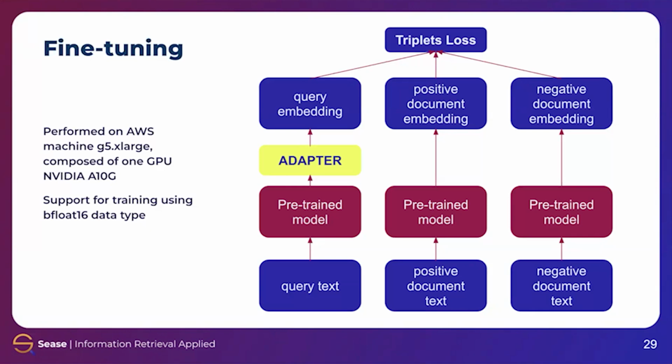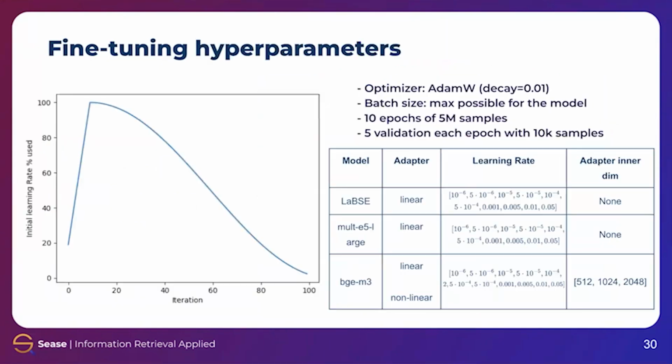And the loss was a triplet loss, as I mentioned before, because we have the 3 embeddings: the query, the positive document, and the negative document. And then we do backpropagation with the loss. The loss is trying to maximize the distance between the query embedding and the negative document embedding, alongside the minimization of the distance between the query embedding and the positive embedding.